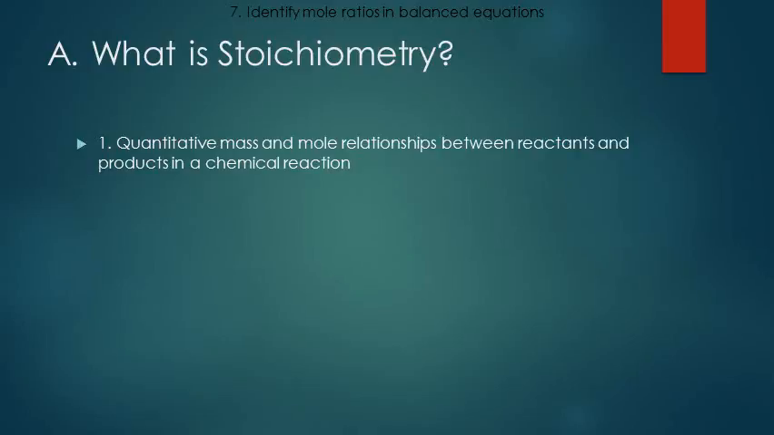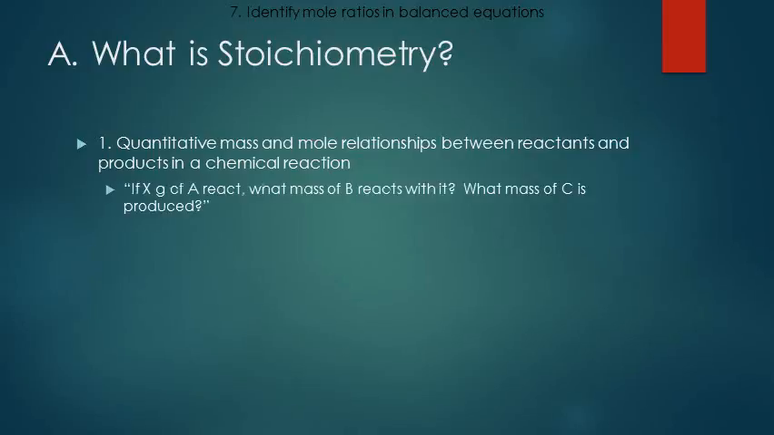Stoichiometry is the quantitative mass and mole relationships between reactants and products in a chemical reaction. I think a good way to explain this definition is to give you an example of a question that would relate to stoichiometry. For example, a question might read, if X grams of A react, what mass of B reacts with it? What mass of C is produced? So you can see this question is asking us about the mass relationships between reactants and also between reactants and products. This question could just as easily have asked about the number of moles that are reacting or are produced. That would also be stoichiometry.